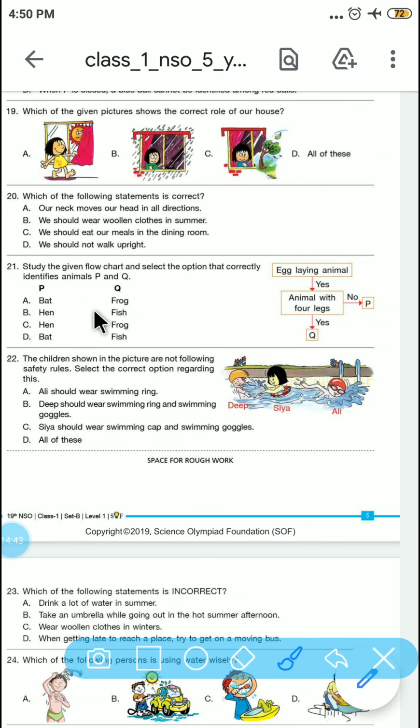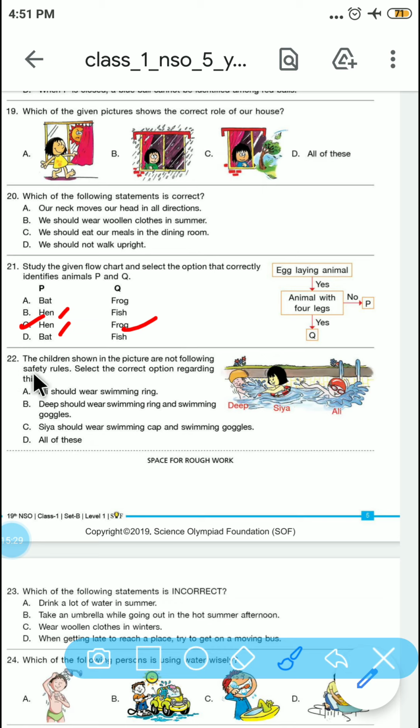Now question number 21. Study the given flow chart and select the option that correctly identifies animal P and Q. Egg laying animal with 4 legs. So P is not the animal with 4 legs, but it is an egg laying one. So it has 2 options with hen, which is egg layer, but in the next section we have egg laying animal with 4 legs, which is only possible with frog. So option C will be correct. Fish don't have 4 legs or any leg.